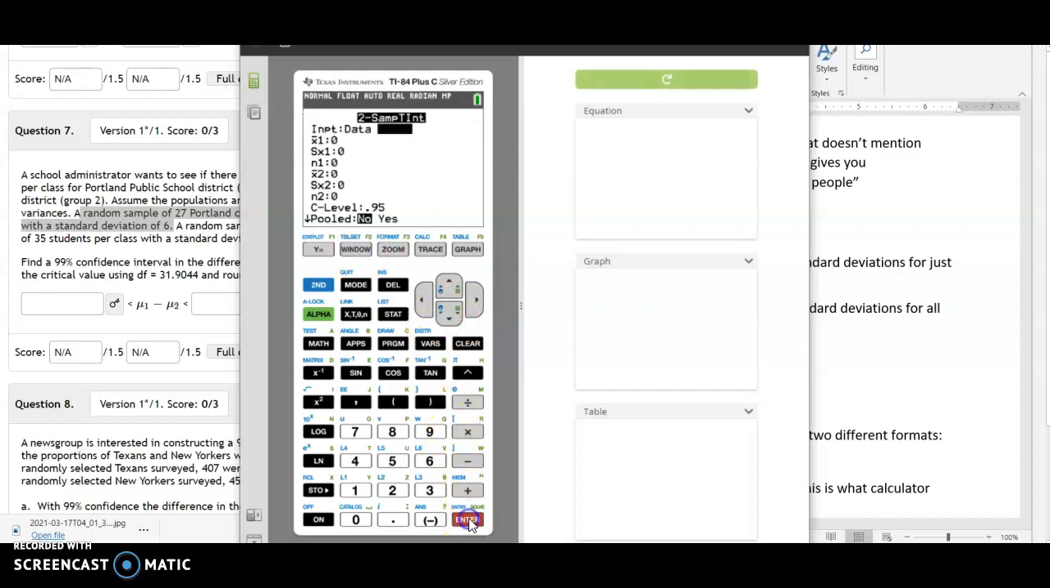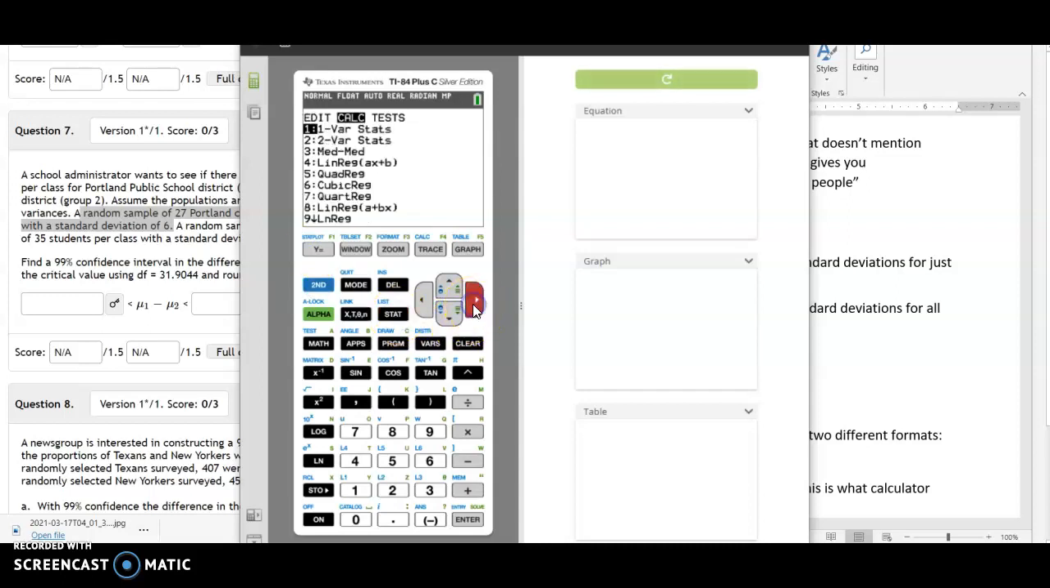Here's the 2-SampTInt. Same thing here with data versus stats. If you have the actual data, you put it in L1, L2, and you switch this to data. If you have the stats, like I think most of these problems in this section, you have the stats, not the actual data. But it's possible to have the data. You would put in those numbers here. Just one comment: in this course, we will not use this pooled option, so leave that as no. So nothing too different there.